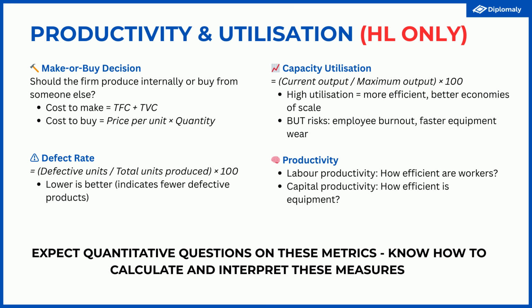A business must also measure its defect rate, which looks at the number of substandard products produced as a percentage of the total production. Lower defect rates are indicative of higher quality production processes. Businesses who also want to measure their productivity can measure labor productivity, which is how efficient workers are, and capital productivity, which measures how efficient their equipment is.